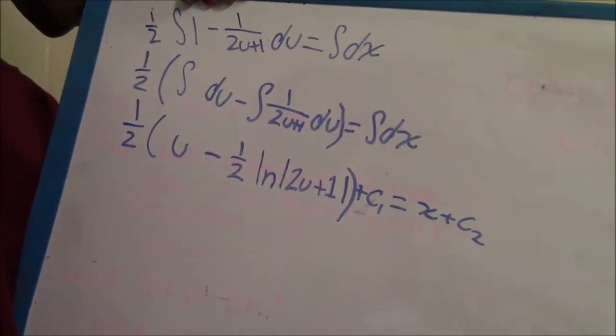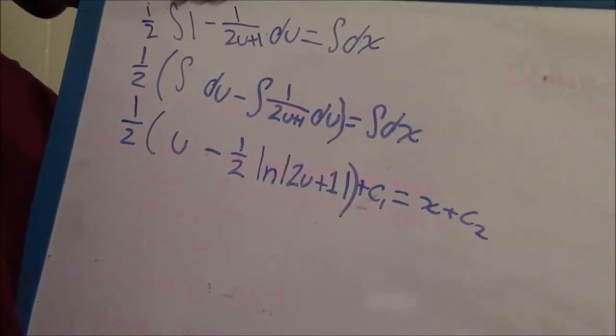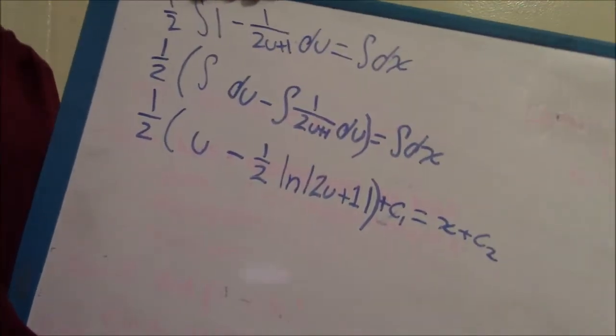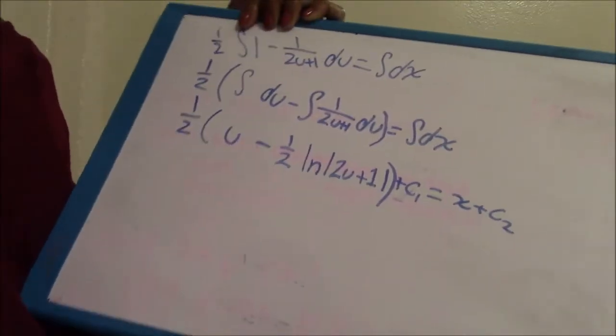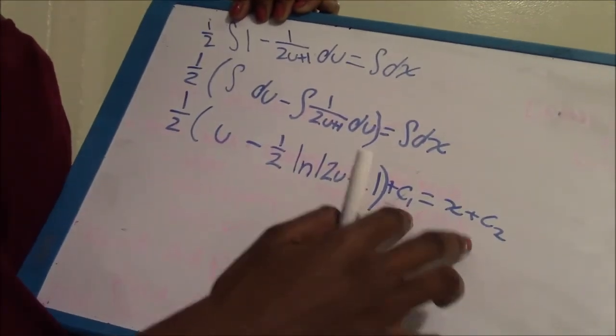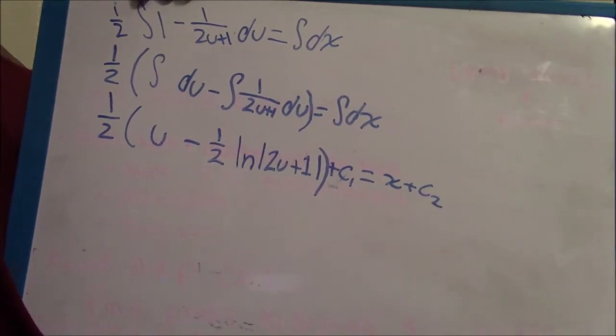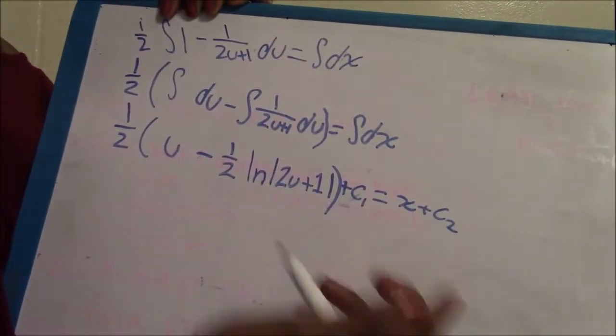So basically, we want to get both of our C's from here. We want to simplify, so we want all our C's on one side.